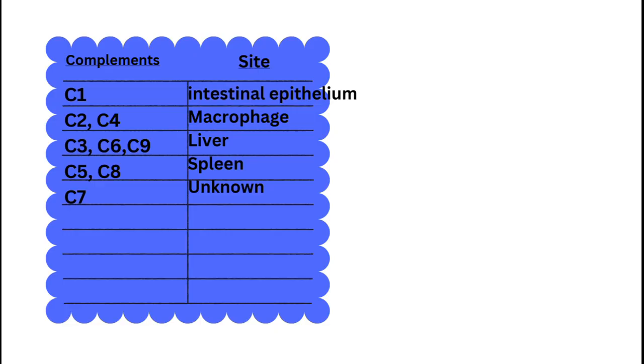It's unknown. You can remember this by a simple trick. C1 will be in the intestinal epithelium, the ones that are 2 multiples, like 2 and 4, will be in the macrophage. The ones that are 3 multiples, C3, C6 and C9, will be in the liver, and C7 will be unknown. The remaining ones, C5 and C8, will be in the spleen.